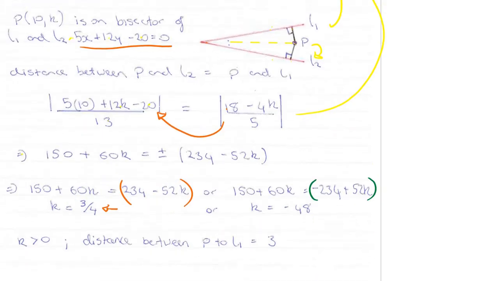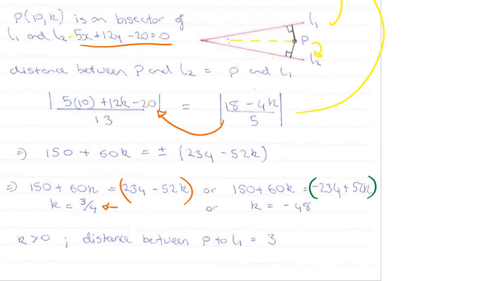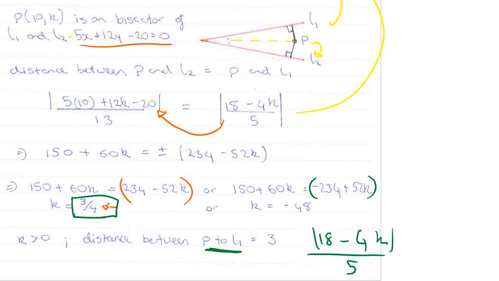If we're told that k in the last question is greater than 0, so that means k is equal to 3/4, find the distance between P and L1. Well, we sub 3/4 into 18 minus 4 times k over 5, and that gives us a result of 3.